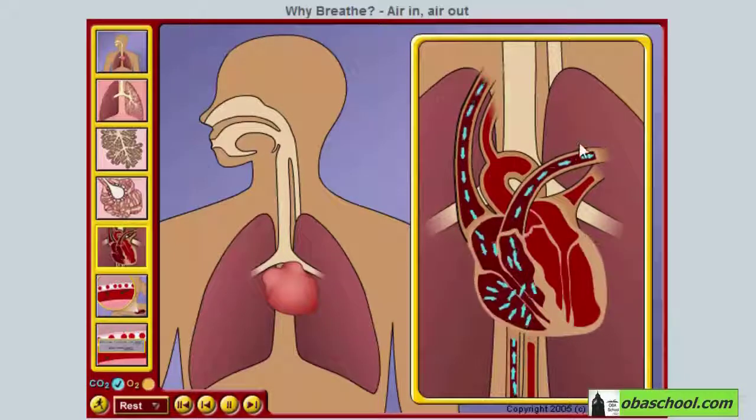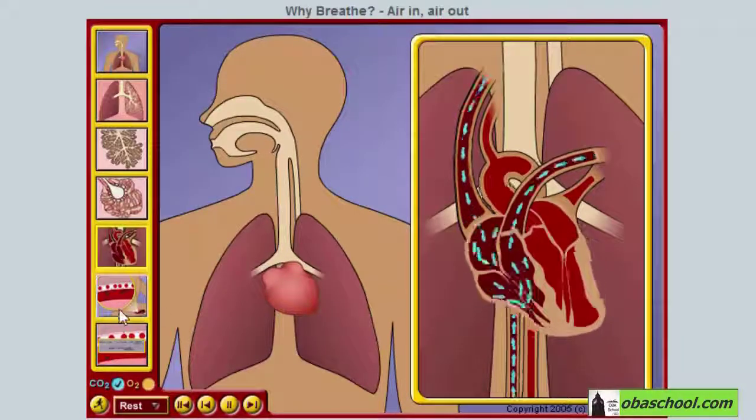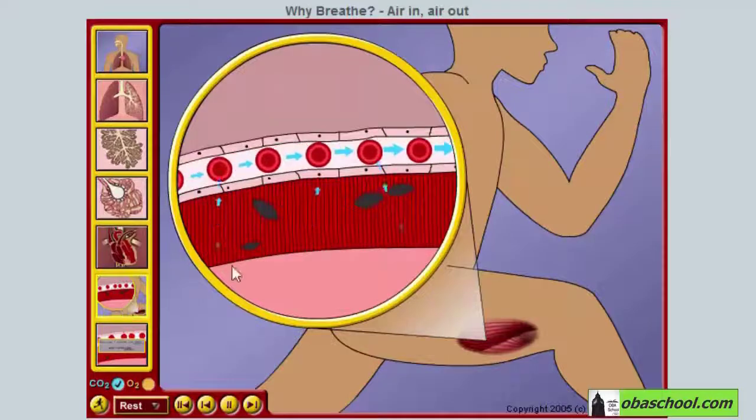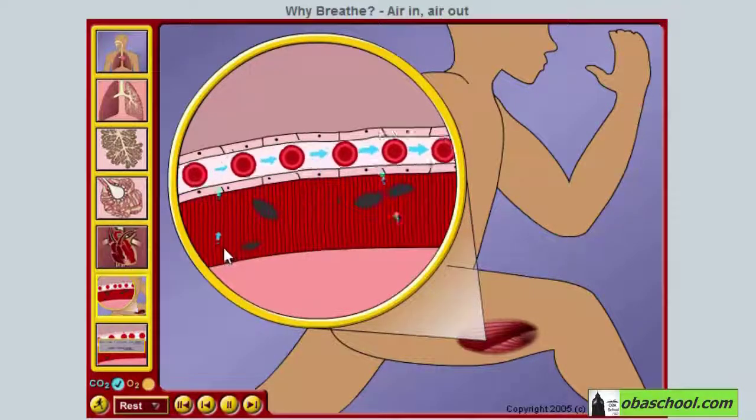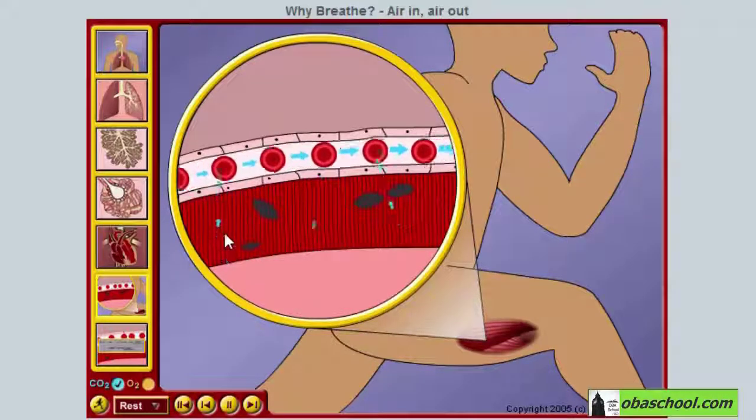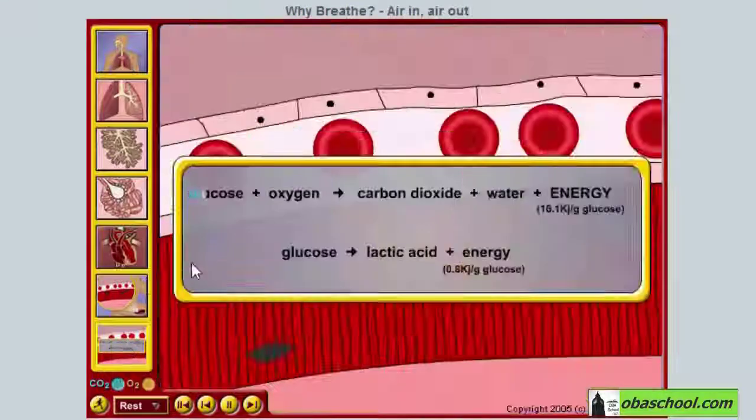Blood rich in carbon dioxide is transported from the cells of the body to the heart. As we can see here, they are leaving the cells and entering the capillaries. And this carbon dioxide comes from this reaction that we just saw. This is actually the source of carbon dioxide leaving the body.